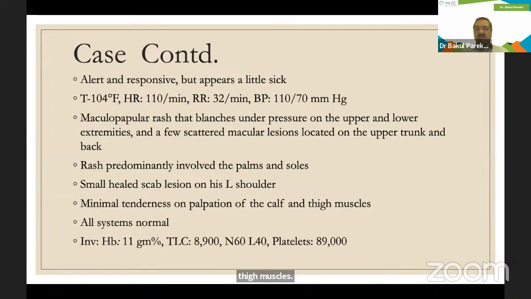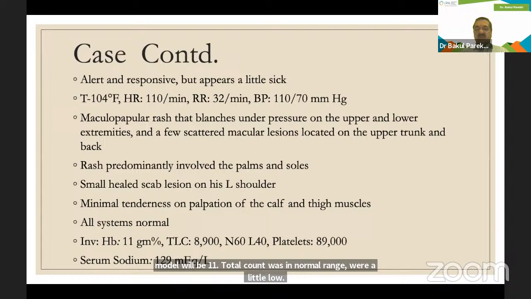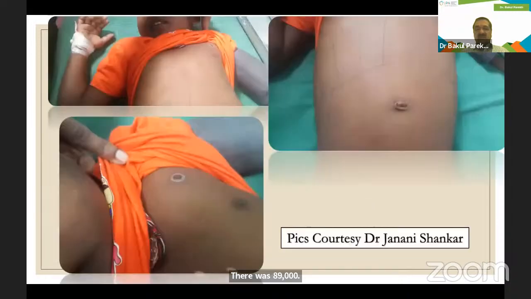Hemoglobin was 11, total count was within normal range, platelets were a little low at 89,000. And serum sodium was 129 per liter. So this was the case where, on detailed examination, this is thanks to Dr. Janani Shankar, this is her case, we found a scab at a place which was otherwise hidden.